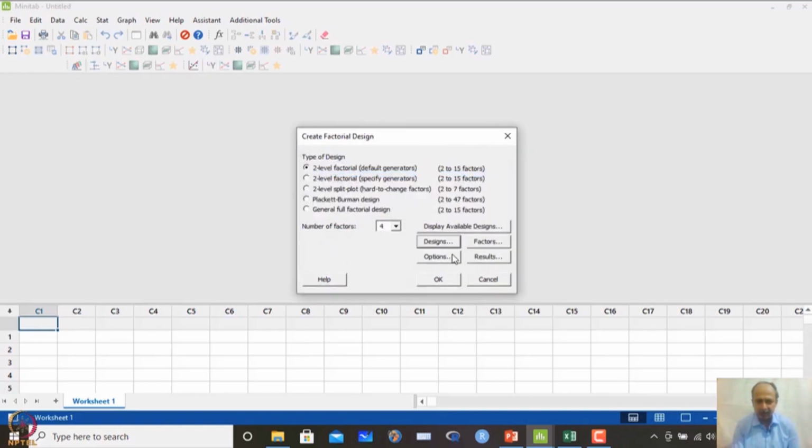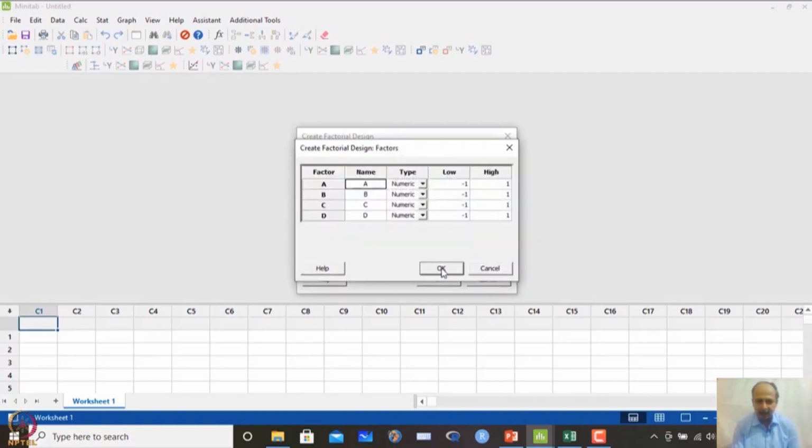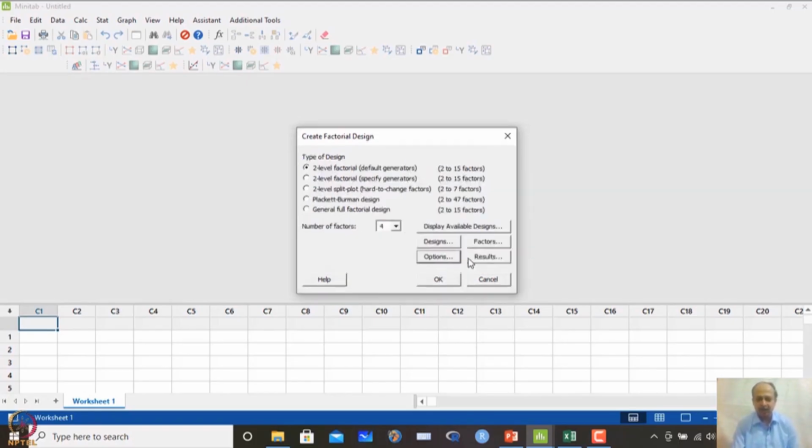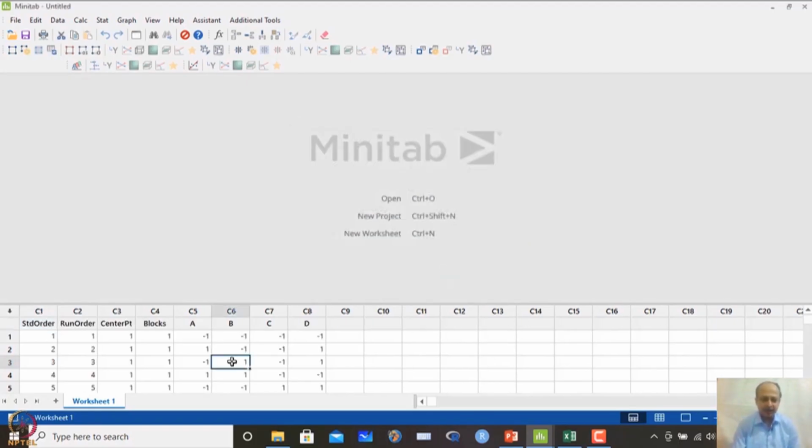So, I will click OK, and then we can add the factors over here. So, this is where we write the factors. Then in Options, we do not fold, we do not randomize, and we use the principal block. Either you can use fractions over here or use the principal block. I am using the principal block over here, which is all positive. Then you click OK, and the design will be created.